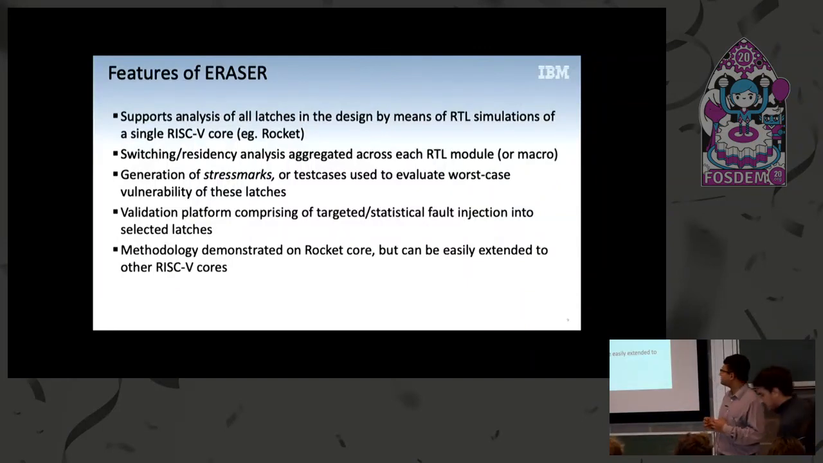So from the previous slide, some of the key features of ERASER: we support the analysis of latches by means of RTL simulation. We have switching residency analysis aggregated at the RTL module or macro level. We use these to generate stress marks to evaluate the worst case vulnerability, particularly to minimize the derating of latches in case of a soft error strike or a radiation strike. We then have obviously the validation platform that I mentioned. And finally, we have demonstrated this on the Rocket core, and we are in the process of extending to other cores as well.